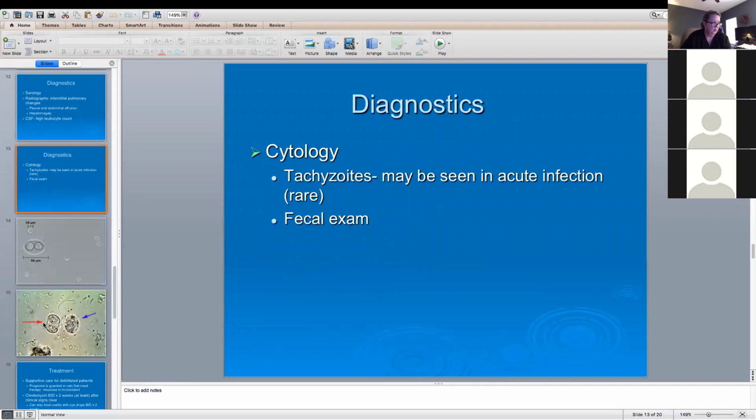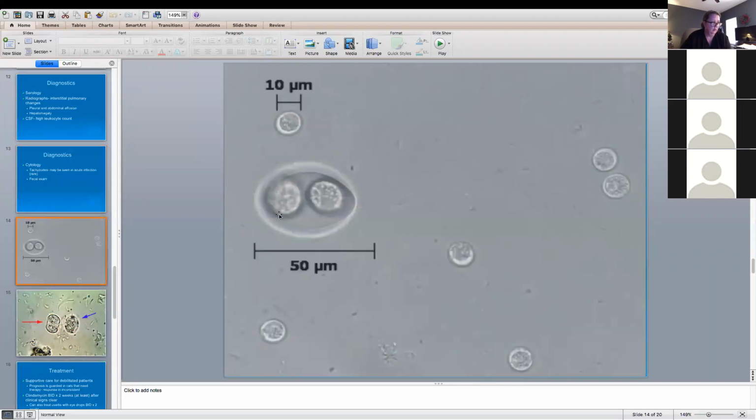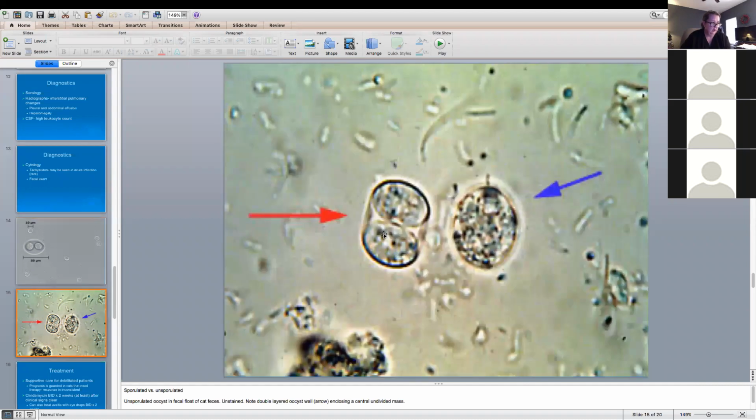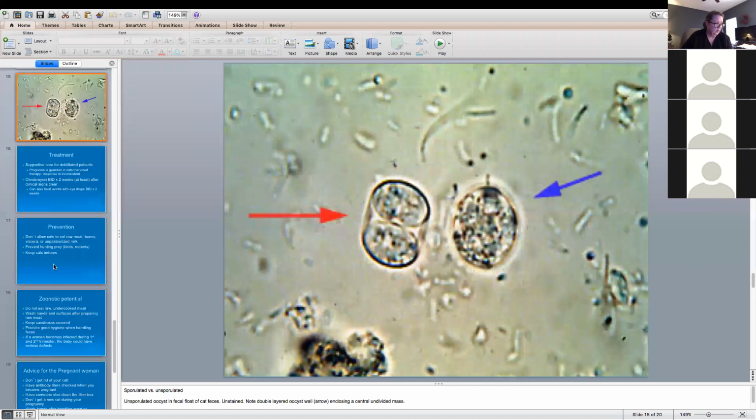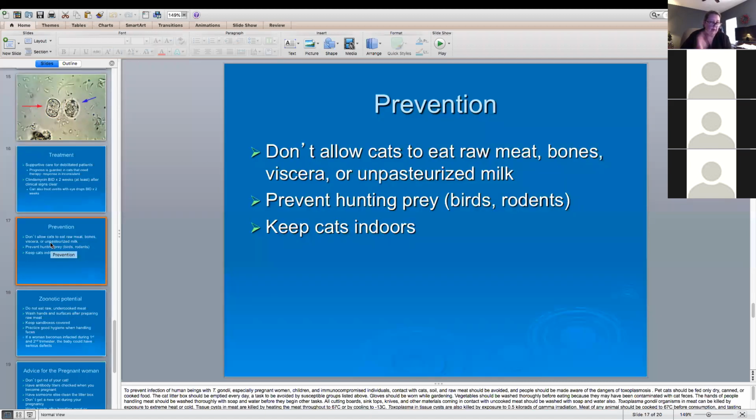Again, if you do a fecal and we're looking for the cyst formation, you've got sporulated, where a spore is forming another one, versus unsporulated. And then, the prevention.